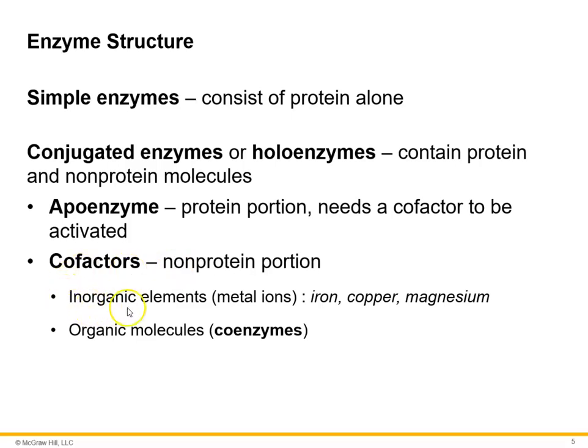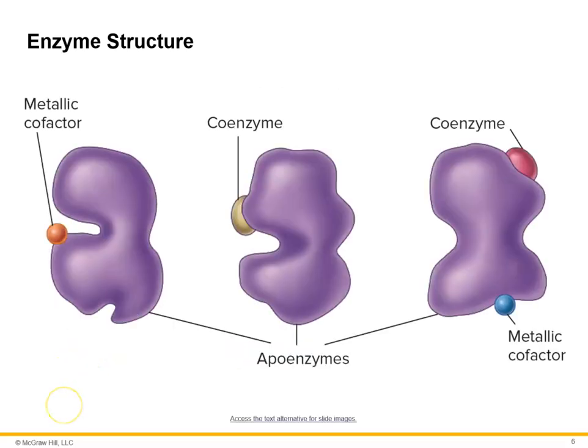For cofactors, you can have inorganic elements, things like iron, copper, magnesium, zinc. Or you can have organic molecules, such as vitamins. And when they're organic molecules, we call them coenzymes. So here's an example of 3 different enzymes. The purple portion is the apoenzyme, the protein portion of the enzyme. In this first one, we have a metallic cofactor. In the second one, along with the apoenzyme, we have a coenzyme. And in the third one, we have a coenzyme and a metallic cofactor.